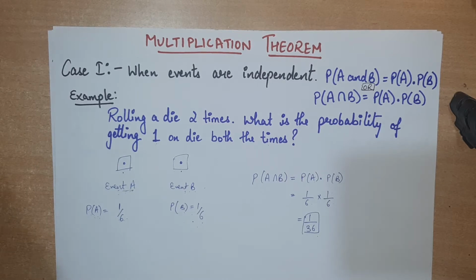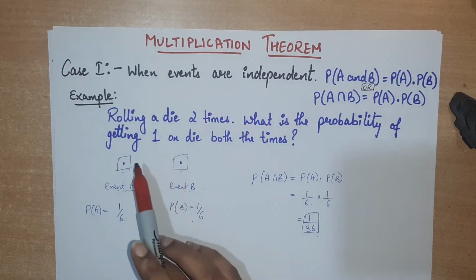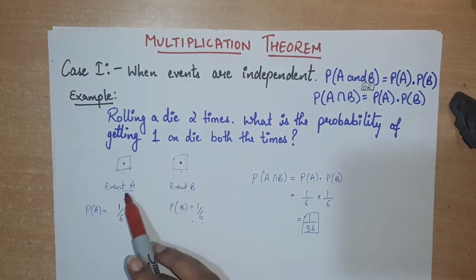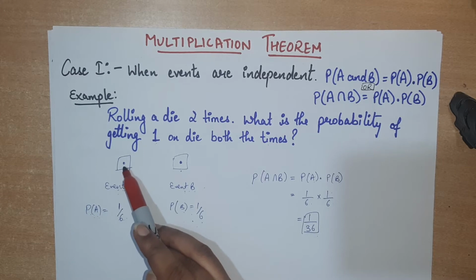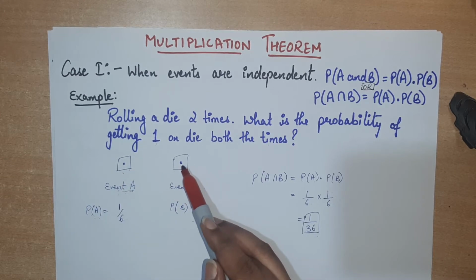For example, what is the probability of rolling a die where one appears in the first event, which has no influence on the value of the next event? Here we can see that we have two dice, event A and event B. For event A it appears to be 1, and again for event B it appears to be 1.